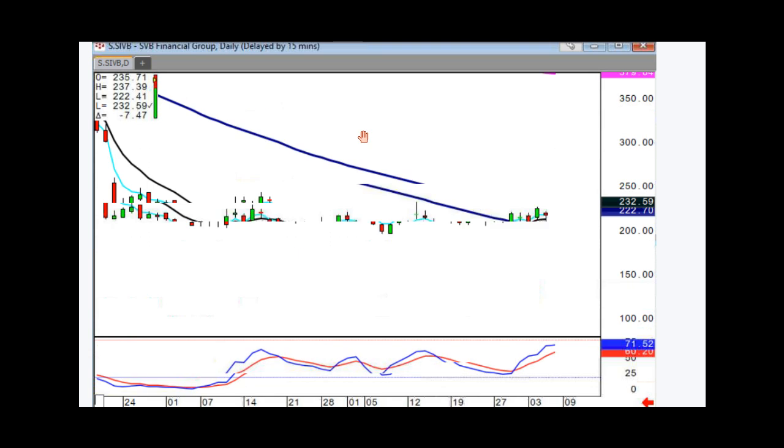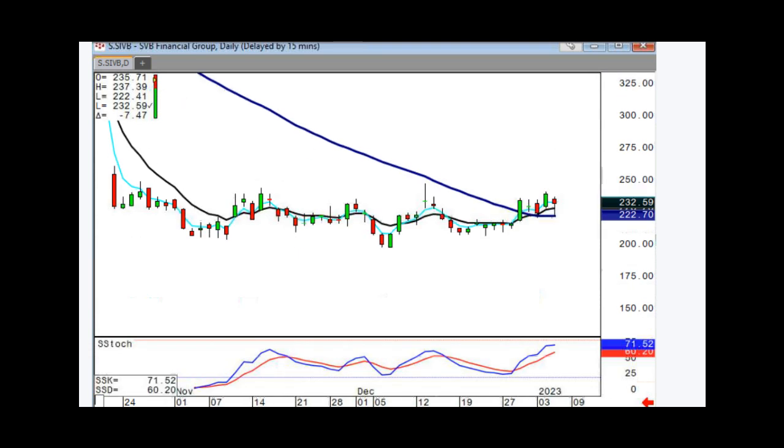SIVB, that's not a very rambunctious chart. If you did go long, you want to see it get out through this resistance level.